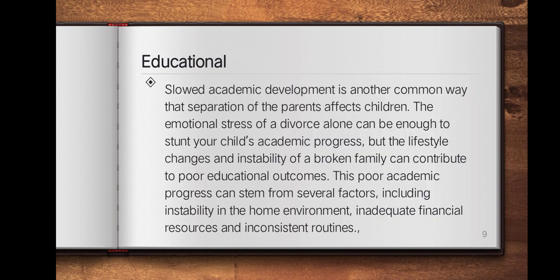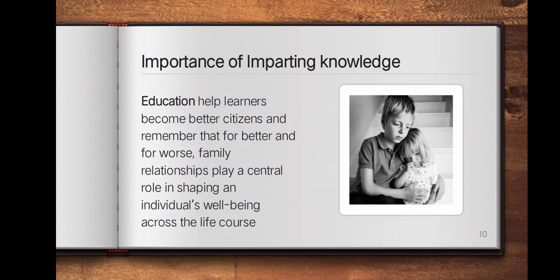So there are lots of effects due sa broken families sa students or sa learner, but mag-focus lang ta sa educational nga part. So, slowed academic development is another common way that separation of the parents affects children. The emotional stress of a divorce alone can be enough to stunt a child's academic progress. But the lifestyle changes and instability of a broken family can contribute to poor educational outcomes. This poor academic progress can stem from a number of factors, including instability in the home environment, inadequate financial resources, and inconsistent routines.